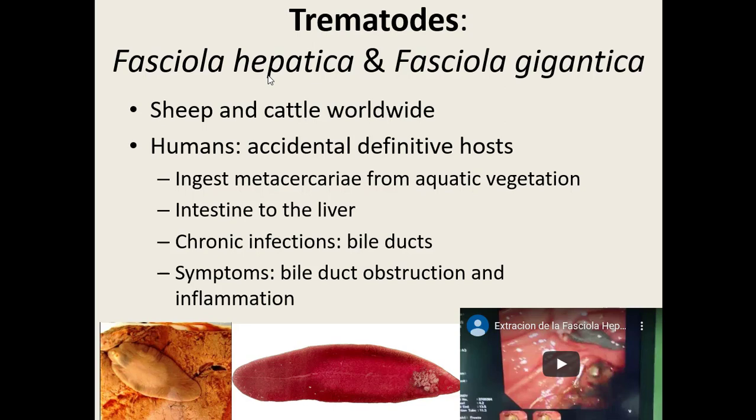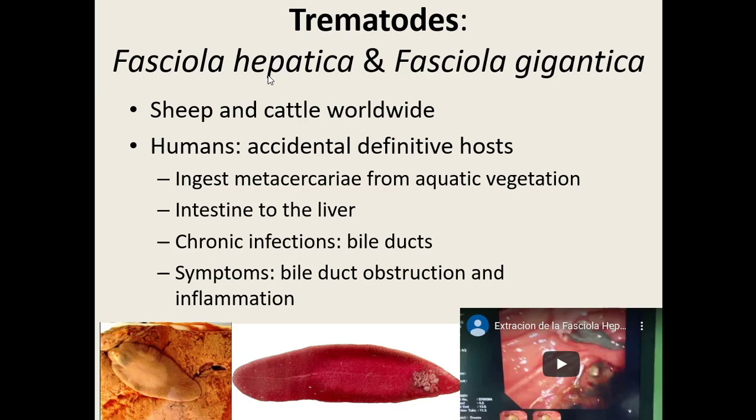It's not what it wants to get in, but it'll live with us. Now, how we pick it up, again, a lot of different ways. We could ingest one of the stages from aquatic vegetation, watercress, raw veggies. Some of these you can pick up by eating undercooked fish. Once you ingest the intermediate stage, it's going to burrow from the intestine into the liver, and then it's going to grow and mature within several months.